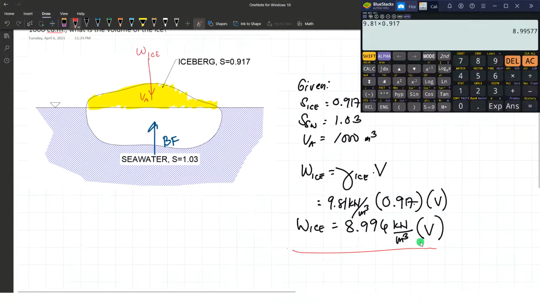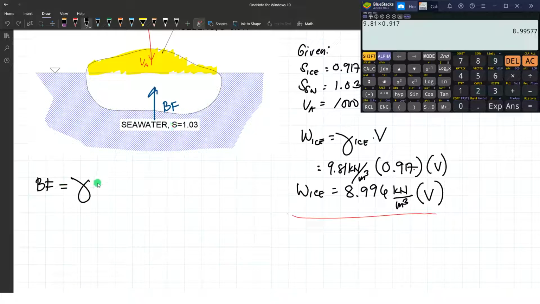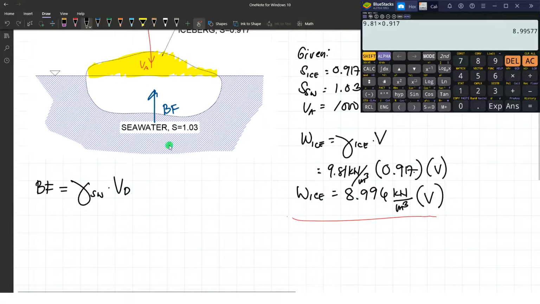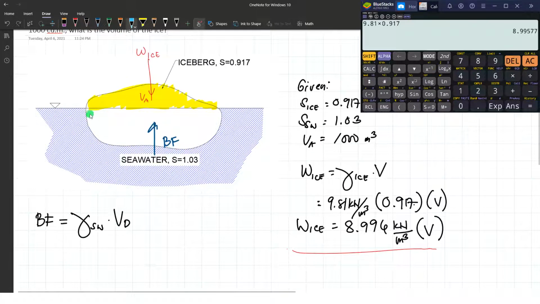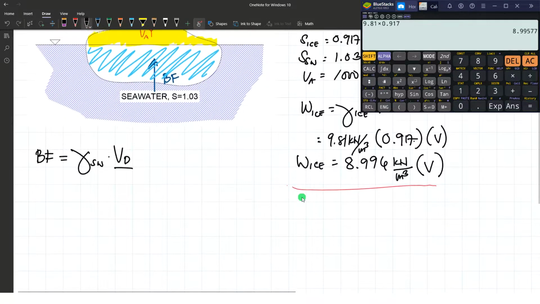Okay, how about the buoyant force? So let me write here the buoyant force. The buoyant force is just the product of the unit weight of the fluid, which is the seawater, by the volume displaced. So our volume displaced here is this one, okay? The volume that is submerged in the water. Okay, so how do we determine the volume displaced?